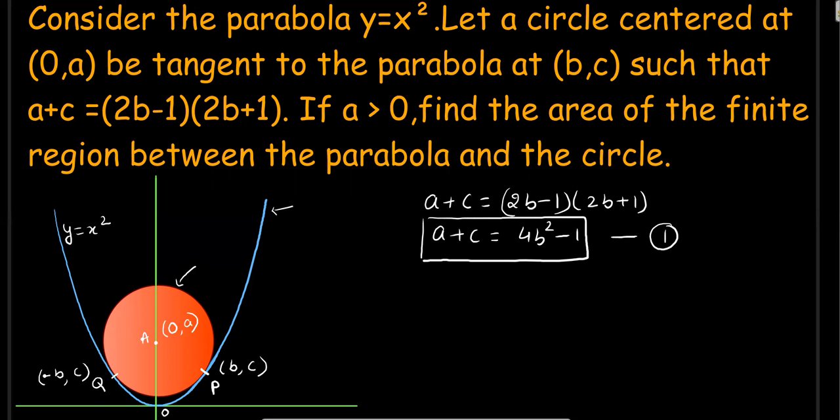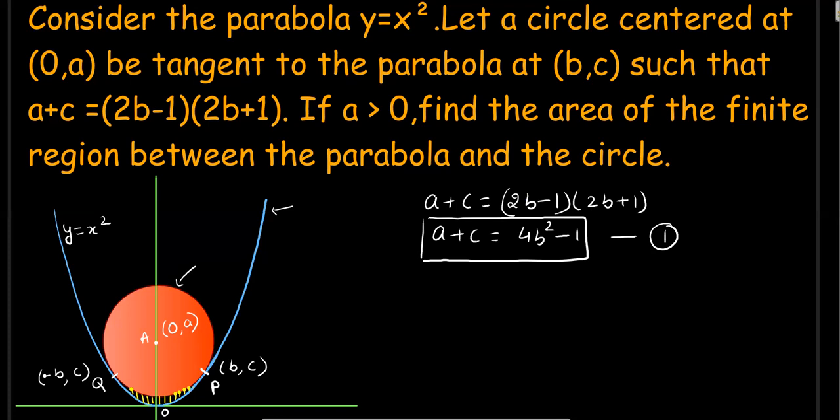Now a is greater than 0. That's why I have made a circle with the center on the positive y-axis. Find the area of the finite region between the parabola and the circle. So which area do we have to actually calculate? See, I'm just shading this with yellow. This is the region whose area is to be calculated. And again, the symmetry says that we just calculate the area in the first quadrant and make it twice and we will get the answer. So I will just be concentrating on getting the area of the first quadrant.